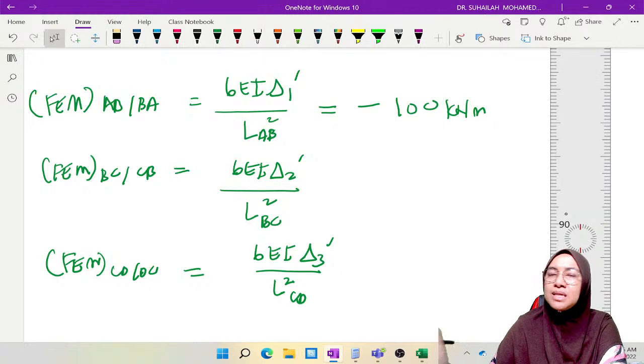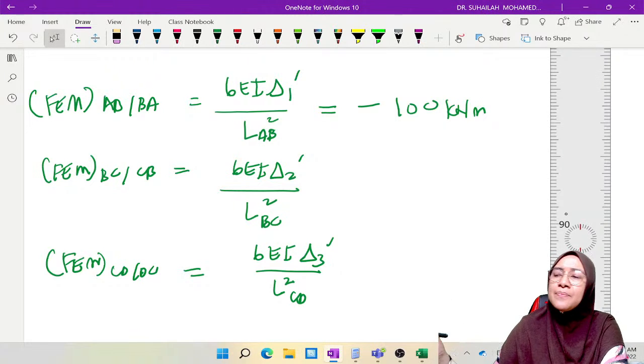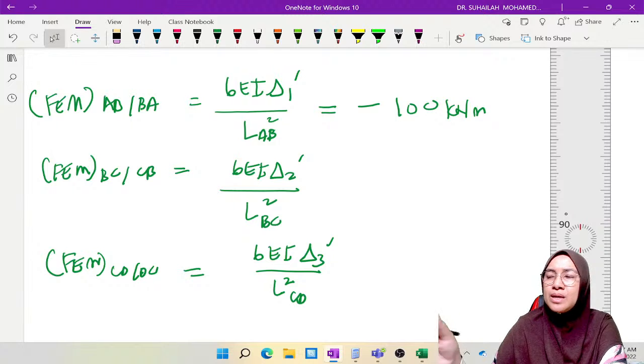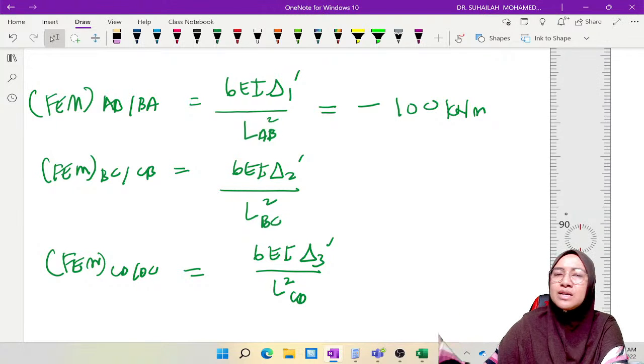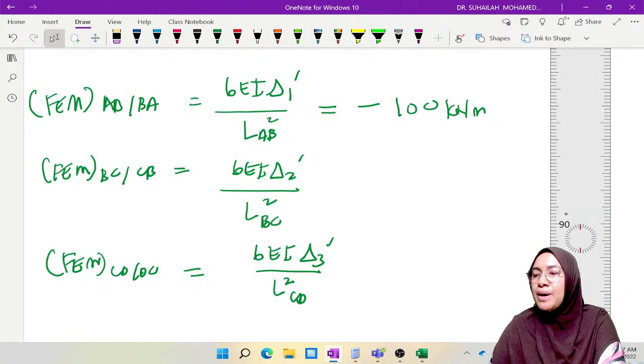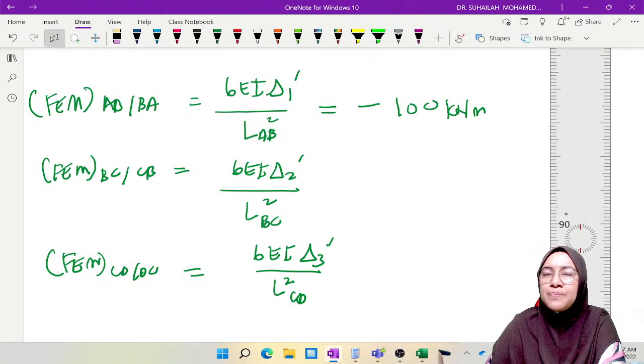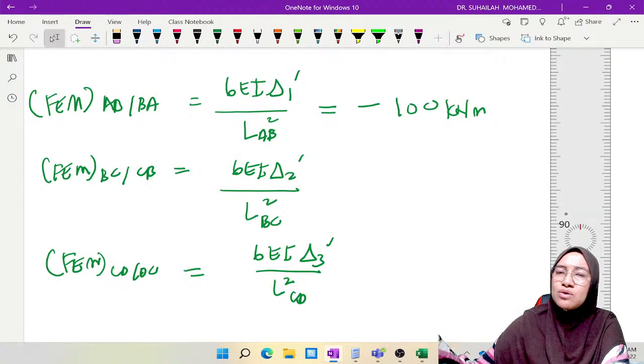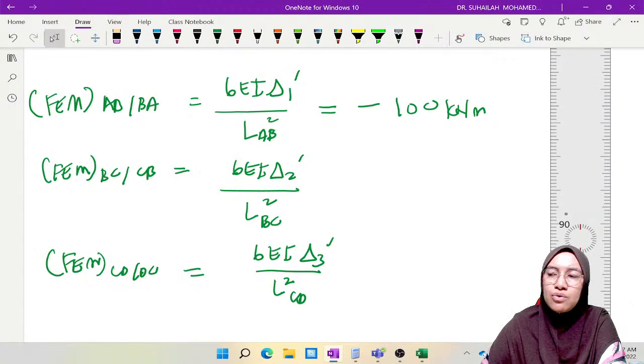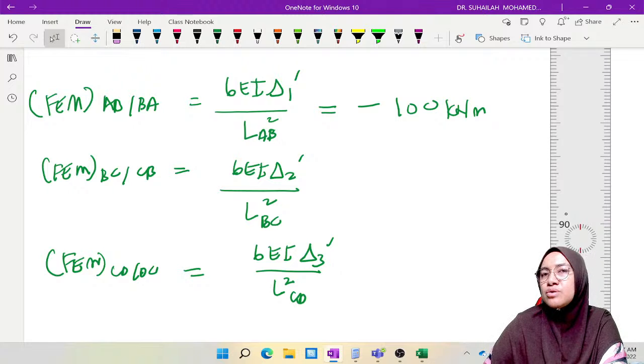So we must consider the length, the EI, as well as the delta. In this case, the delta is not constant. L is not constant. That's why we get different values. If everything is constant, then we get the same value. But in this case, EI is not constant. If EI is constant, then it is constant, depending on the question. L, of course, is not constant, so the length of each element will be different. And we have also one more thing that we need to consider, and it is not constant.